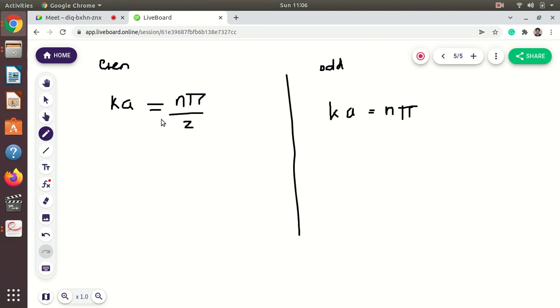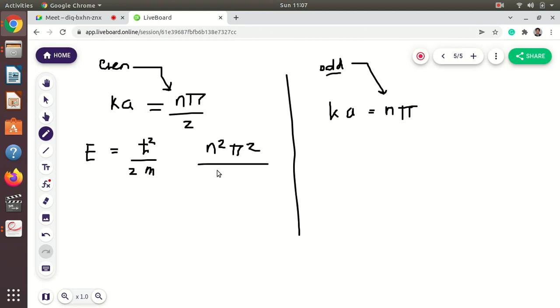So for the even part we are getting this, and for the odd part we are getting this. You can put the value of k here. So k is what? Under root 2mE upon h cross square. So I will directly use E from this, equal to h cross square by 2m, then we will have n square pi square upon 2 square, which means 4, and then this a squared. You can see this is the same as we have seen in the earlier case.